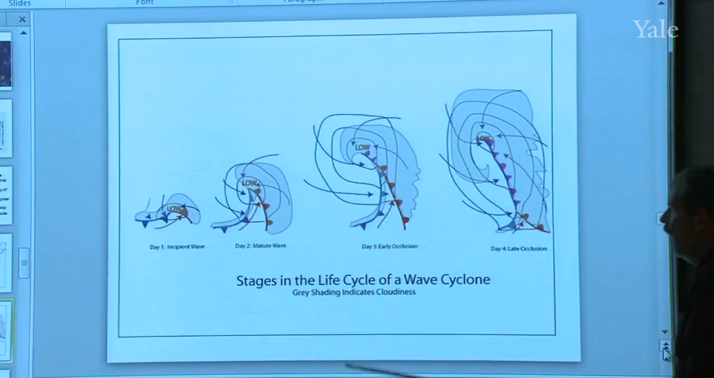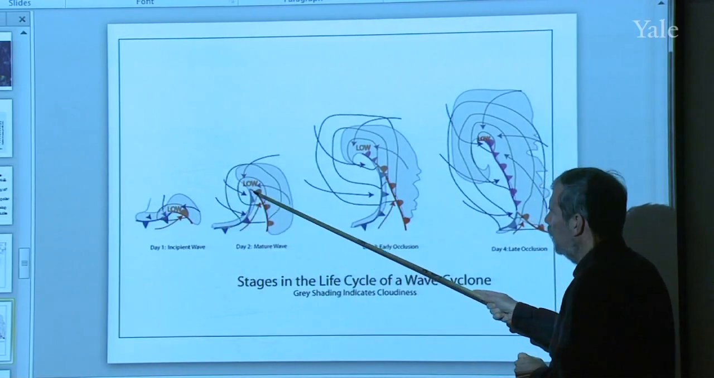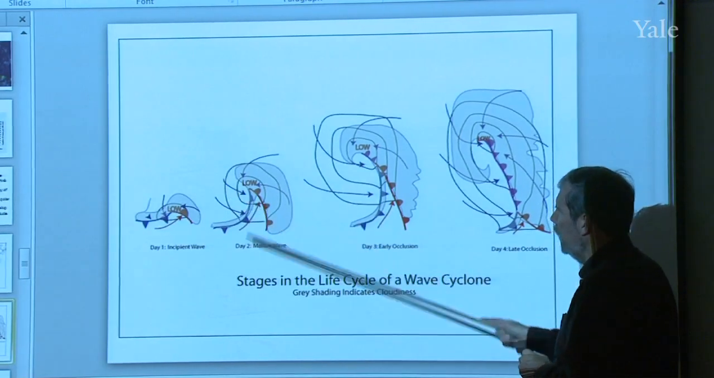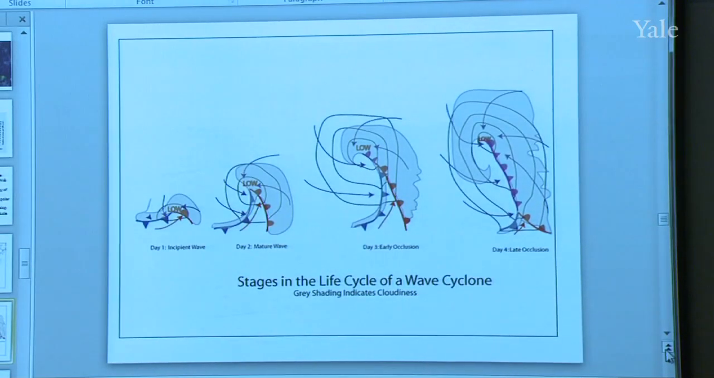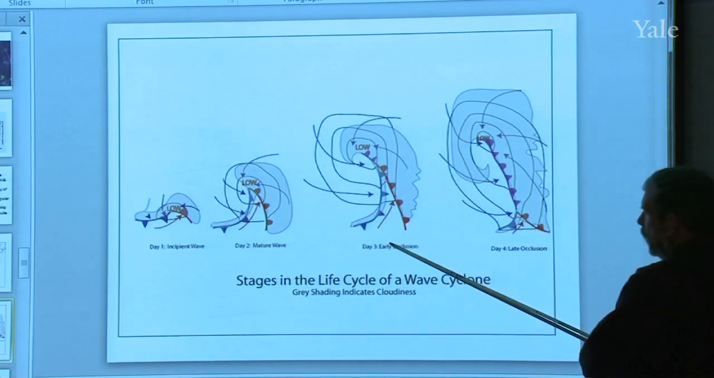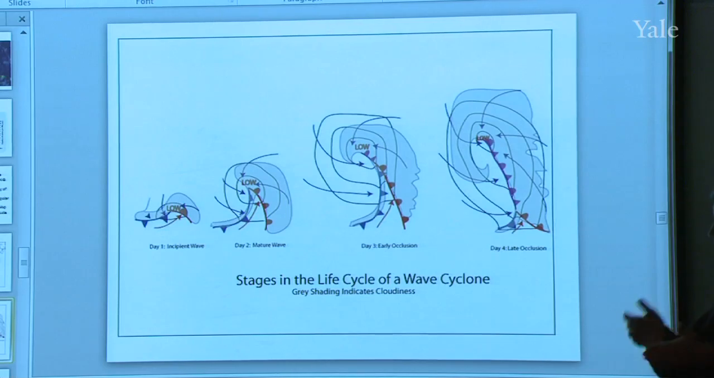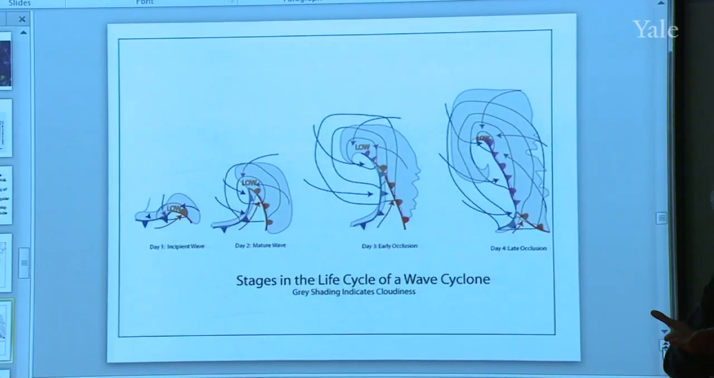This is a fully developed, mature cyclone. Low pressure center, cold front, warm sector, cold air coming behind. Then it goes to this stage. This is called the early occlusion. And the word occlusion refers to the fact that now the cold fronts and the warm fronts, at least in the northern part, not here, but up here, they're beginning to come together.